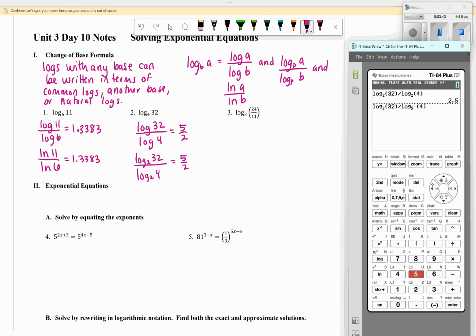Let's say we did a 5 for the base here and change this to 5. Again, notice it gives you the same thing. So it doesn't matter what you use. It's just usually easier to use that base 10 or natural log because we have a button for it in the calculator.